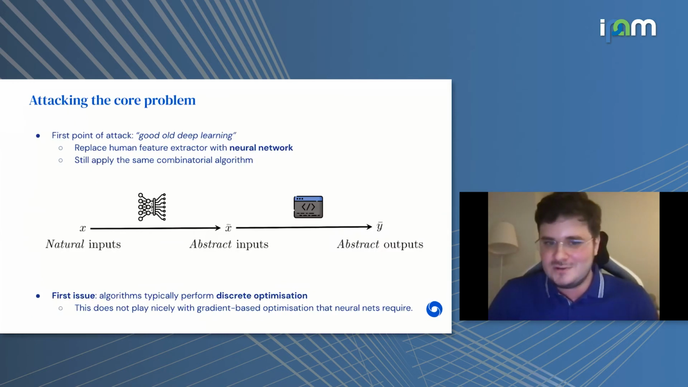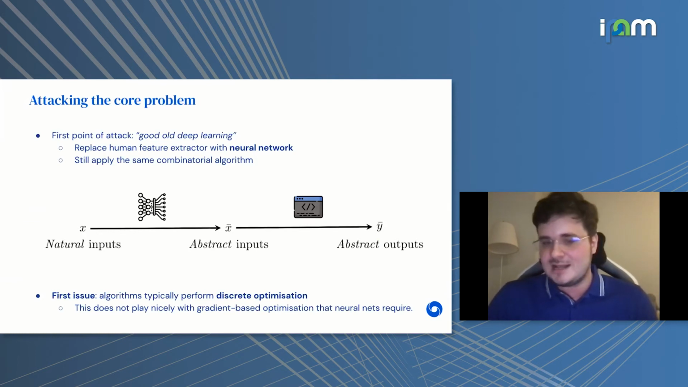Let's try to do quote unquote good old deep learning and just replace the human feature extractor with a neural network. So now a neural network is responsible for computing the inputs to the algorithm. We still apply the same algorithm. Well, there are two key issues with this. So it's not as simple as, say, replacing feature extraction with convnets in ImageNet.